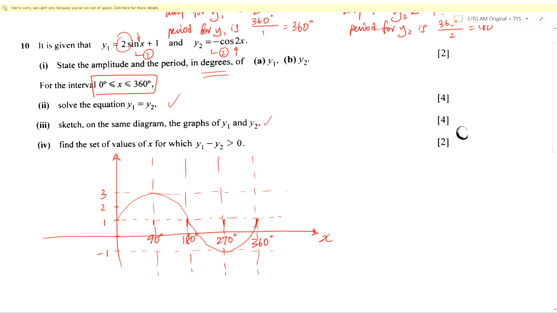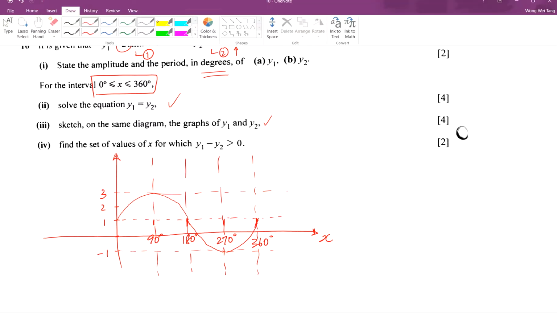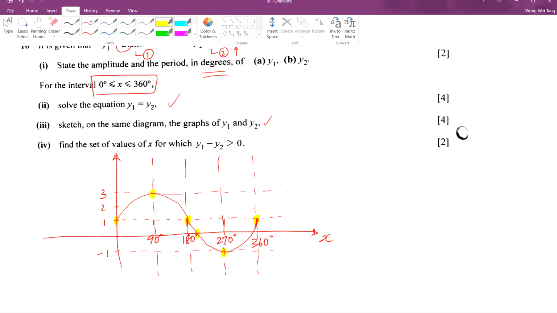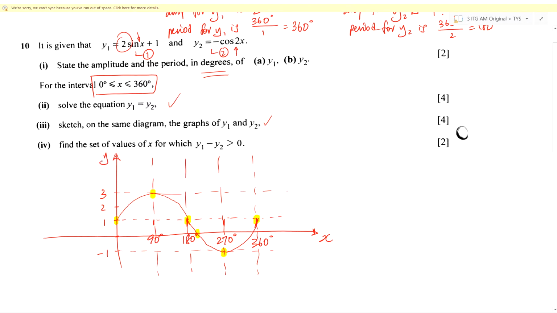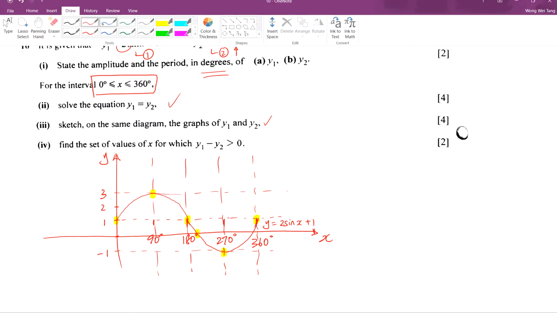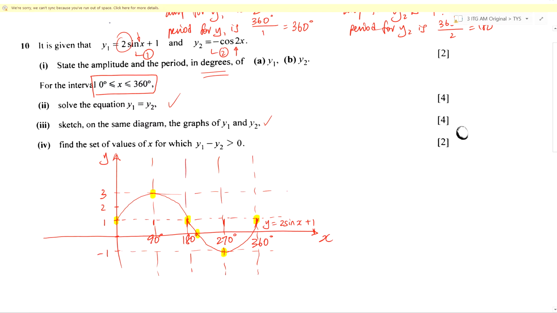So these are some key points that we have to show in our graph. Okay, over here, the intersection points. Now time to label the graph and the axis. This is the graph of y equals 2 sine x plus 1. So the next graph that we are drawing, y equals negative cosine of 2x. I'm going to use another color.